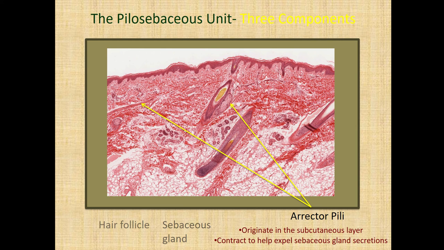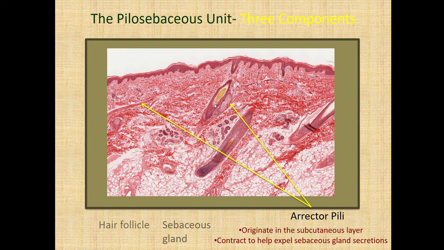Now, the erector pili muscle is autonomically innervated, so that means that it's smooth muscle, and it is going to contract when it's stimulated. The sympathetic nervous system is going to cause it to contract, and it's going to do two things. It's going to squeeze some of those secretions out of the sebaceous glands, and it's also going to stand that hair up straighter. So it's actually connected down to the base of the hair follicle, and it causes the base to come this way and the top to move that way, and it stands the hair up.